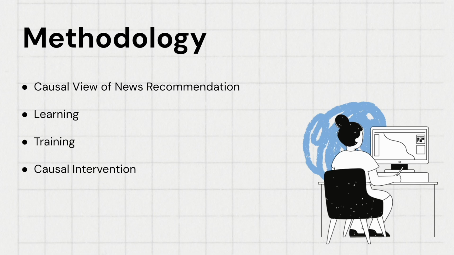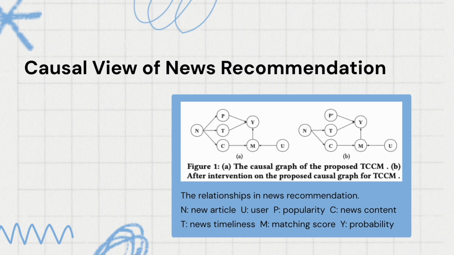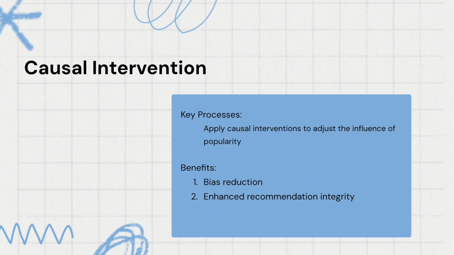And I'll share about the methodology it proposed. This is the causal graph proposed by TCCM. The author used it to explain the relationships in news recommendation, highlighting how news attributes like popularity and timeliness impact user interactions. And the author also explained how they apply causal interventions to adjust the influence of popularity, ensuring that recommendations are less biased and more personalized.